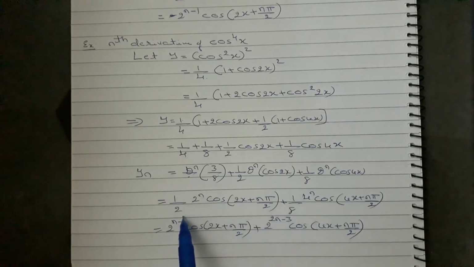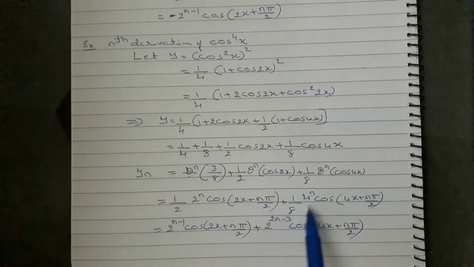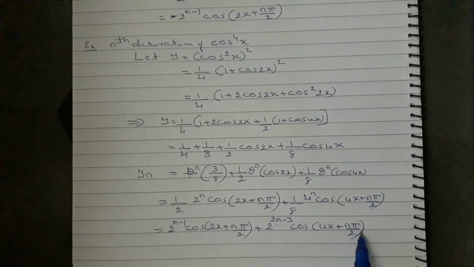Now we can simplify this one. This will become 2 raised to n minus 1. Now this is 1 by 8, which is 1 by 2 raised to 3. 4 raised to n can be written as 2 squared whole raised to n. So it will become 2 raised to 2n minus 3 cos of 4x plus n pi by 2. So this is the answer.